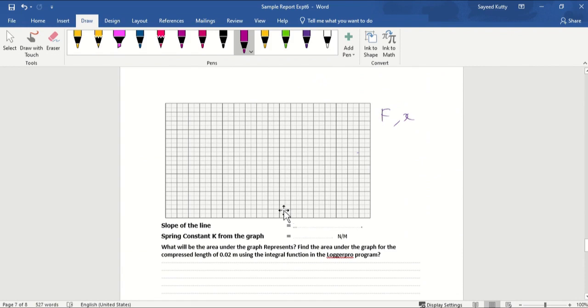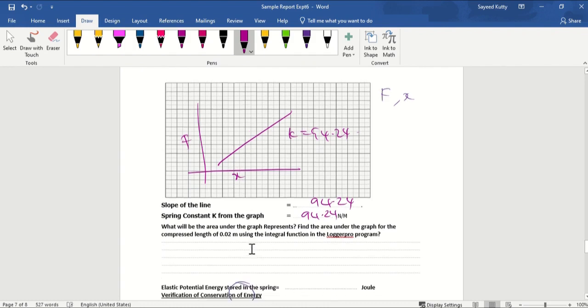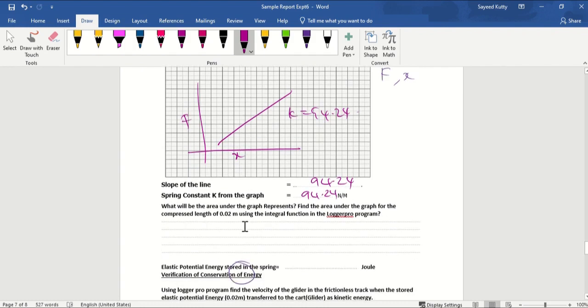Slope of the line, that's what I did here, right? Here I am asking you to draw a rough graph of force versus x. You understand that K is 94.24, so the slope will be 94.24. The slope represents the spring constant. What will be the area under the graph? Find the area under the graph for the compressed length using the integral function. We did that using the integral function, and that value is 0.01920. That is the first thing.